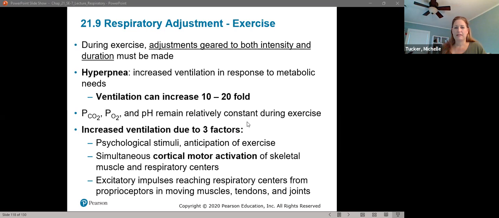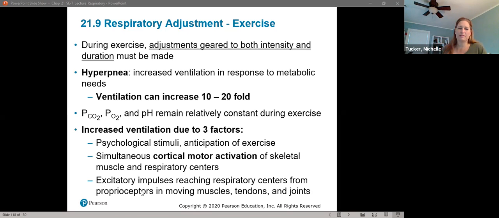So the increase in ventilation during exercise is due to three factors. One is the physiological stimuli. So it's anticipating an exercise, even before you start walking or running, your ventilation rate starts to increase. Also, there is the motor activation of skeletal muscle. And when we start exercising, the proprioceptors, which are a pretty large group of receptors, we have them in muscles, we have them in tendons, and we have a set of about 4 of them in joints. So it's a pretty extensive system.